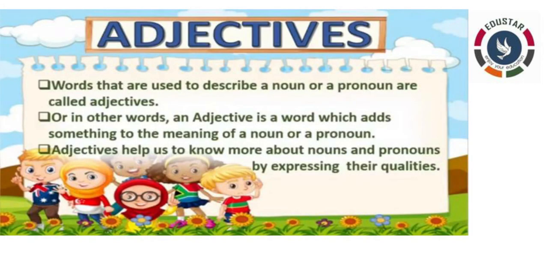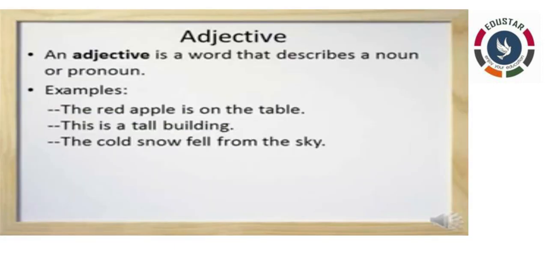So, an adjective is a word which adds something to the meaning of the noun or a pronoun. Adjectives help us to know more about nouns and pronouns by expressing their qualities. Can we see some examples? An adjective is a word that describes a noun or a pronoun. Examples: the red apple is on the table. This is a tall building. The cold snow fell from the sky.